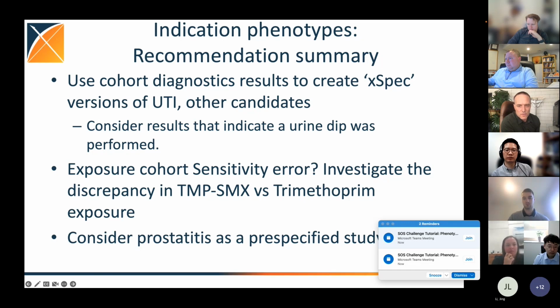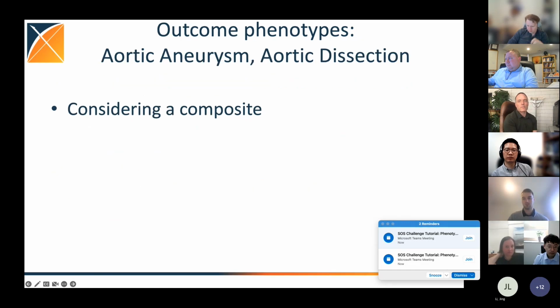Jumping now to what was a bit more of a complex area, which is the outcome phenotype. So aortic aneurysm and aortic dissection. And in particular, what was complex about this is that we were looking to consider a composite. And I'd never really looked at a composite phenotype in cohort diagnostics before.